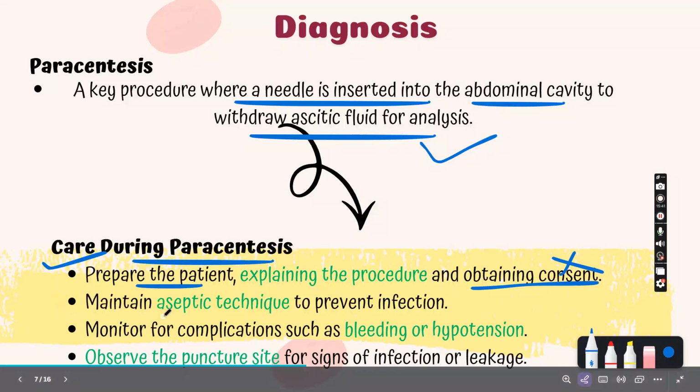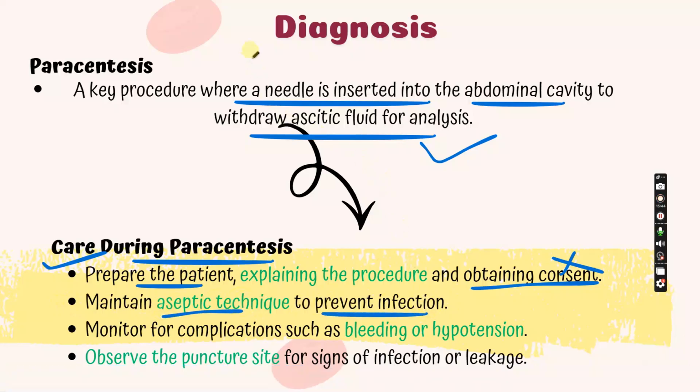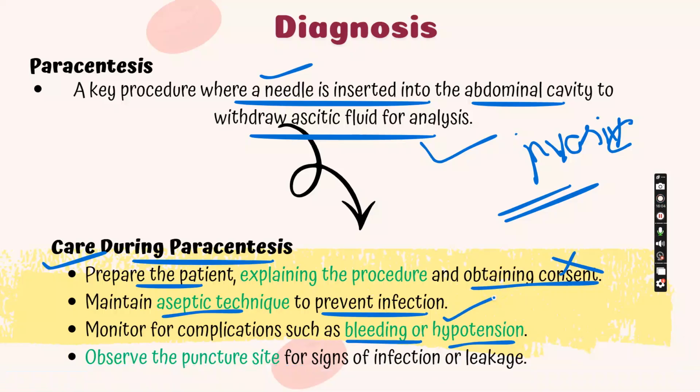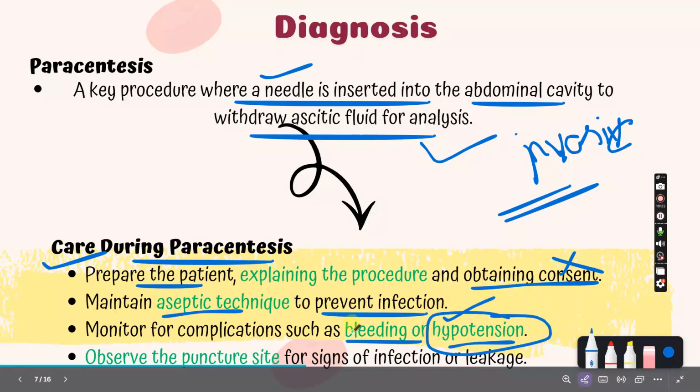The next is maintain aseptic techniques to prevent infection. Obviously, this procedure is invasive, so we have to maintain aseptic techniques. There is no other option for it. Monitor for complications such as bleeding or hypotension. When you're doing paracentesis, there are chances that bleeding may occur, or hypotension may occur, because sometimes the fluid just rushes out of the belly or the peritoneal cavity. It just rushes out like a gush of water. So there are chances that the patient can suffer from hypotension or bleeding.